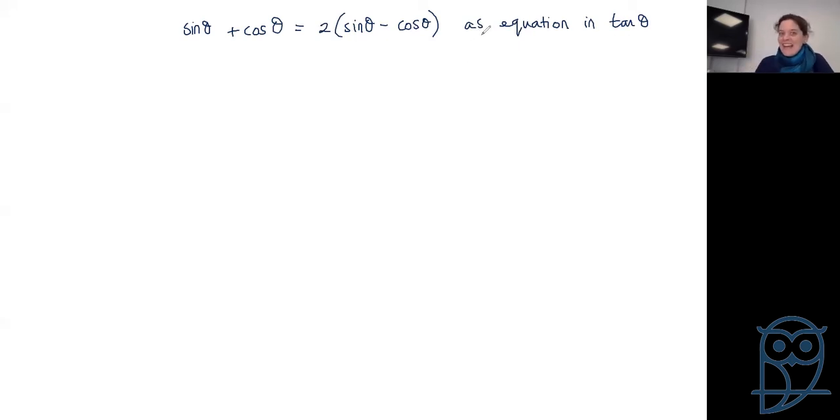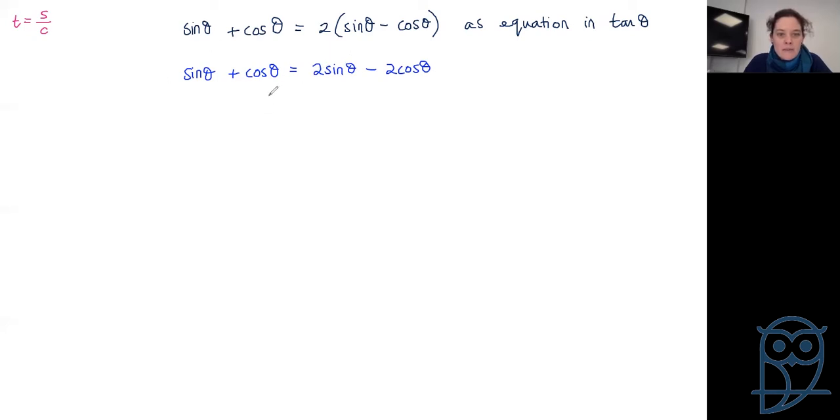Well, tan is, remember, it can help if you write them down to start with. Tan is sine over cos. So that might be where we're focusing. If we divide through by cos, we would convert to tan. So let's get rid of this bracket to start with. Sine theta plus cos theta equals 2 sine theta minus 2 cos theta. Now we can see we've got a whole lot of like terms, so let's simplify things a bit.